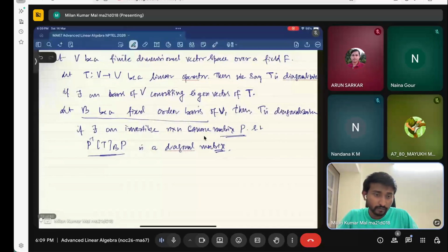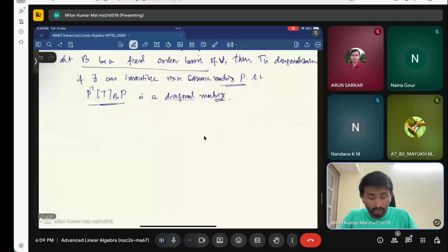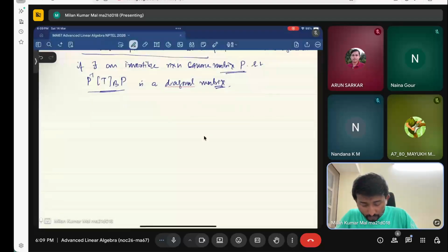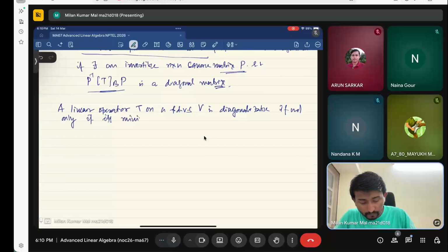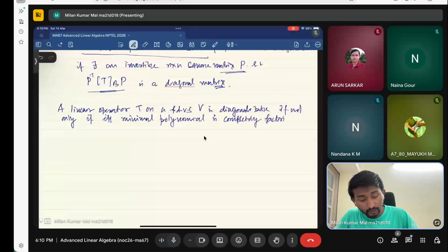So the most important theorem till now that we have discussed or encountered: a linear operator T on a finite dimensional vector space V is diagonalizable if and only if its minimal polynomial is completely factorized into distinct linear factors.